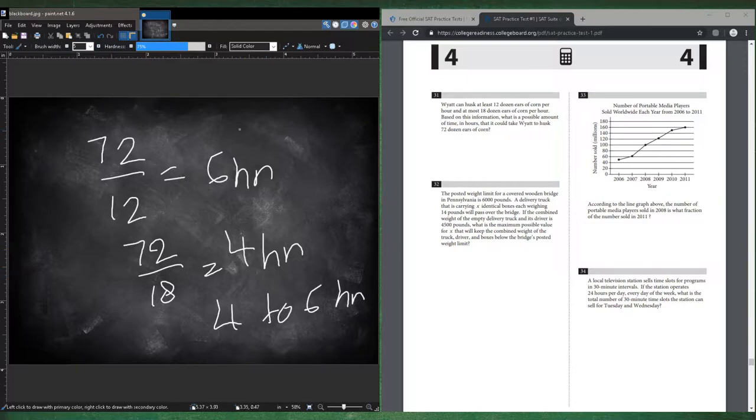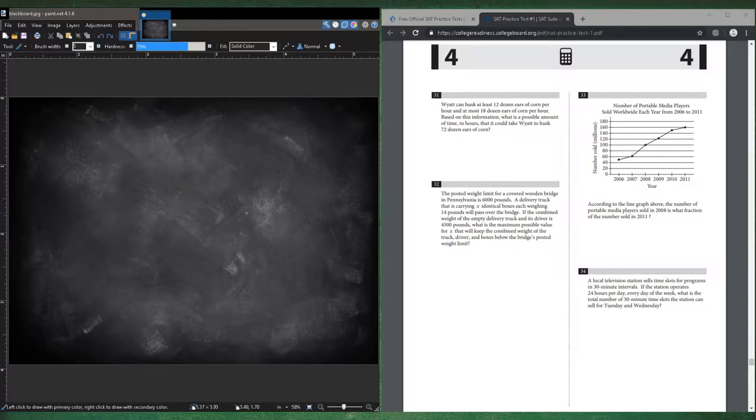So what is a possible amount? Since a possible amount just means any number, it just means any number between 4 and 6. Usually I just choose 5 because it's the middle number. So just any number between 4 and 6 would be the answer.